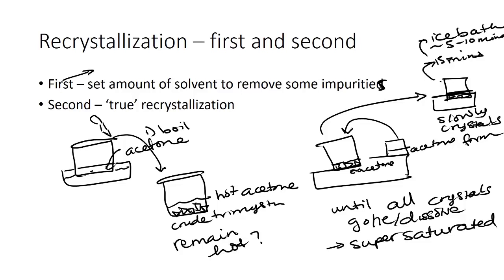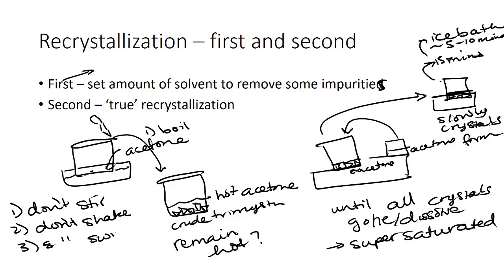Okay. Number one is don't stir, don't shake, don't swirl. Don't even stare at it too hard. Leave it alone while it's cooling. Leave it alone while you have it sitting on the counter. Leave it alone in the ice bath. It needs to cool slowly on its own. If you stir it up, the impurities will get back into the crystals and you'll have an impure sample.